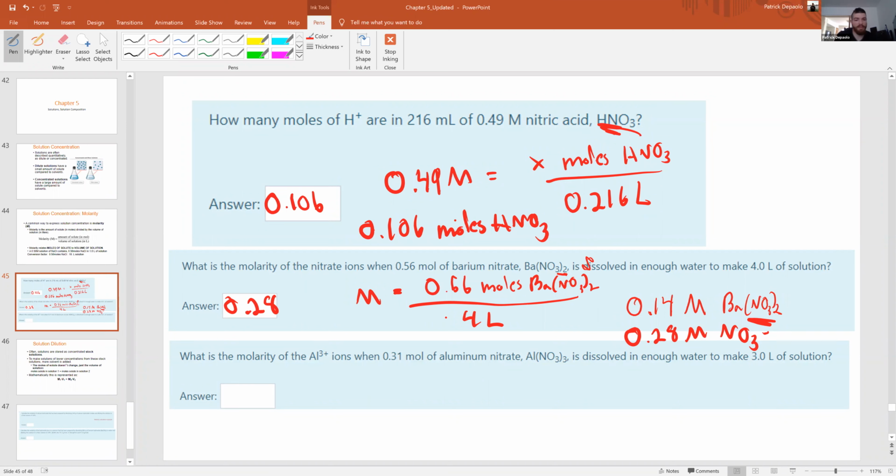And the next one I'm not going to do, you can do on your own. It's basically the same thing, same kind of question, but it's NO3. And it's asking for aluminum, so it's not too bad. Okay, cool. Any questions on those?